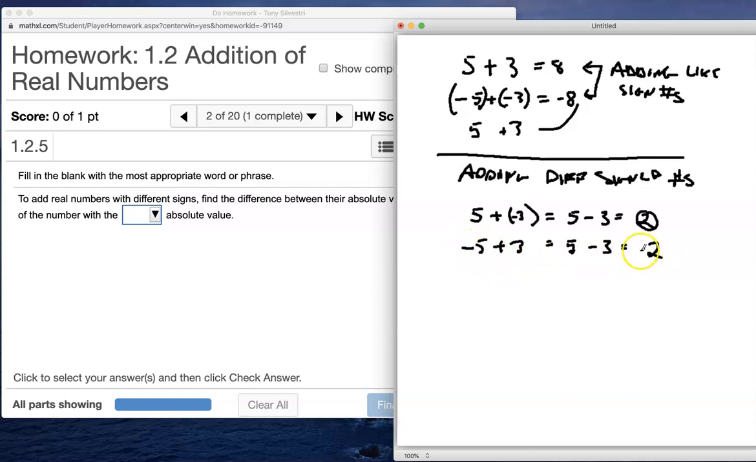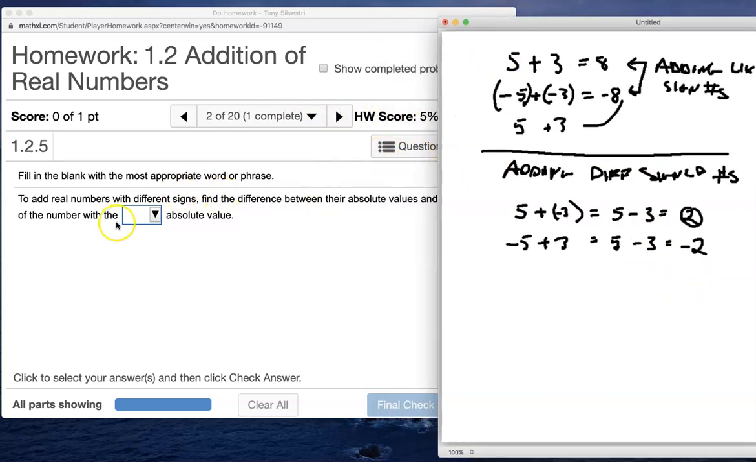Sign of the bigger number was minus. That's what you got there. So that's basically, we're going to do 18 problems then. This will really drill it home for you. Now we can answer this question.